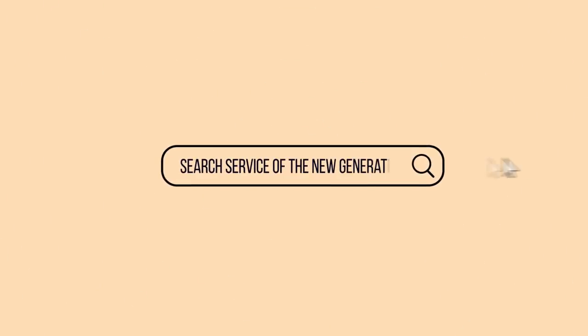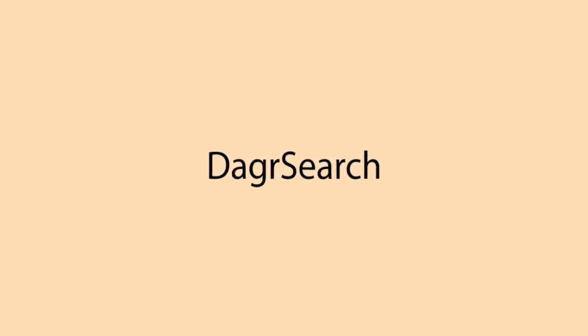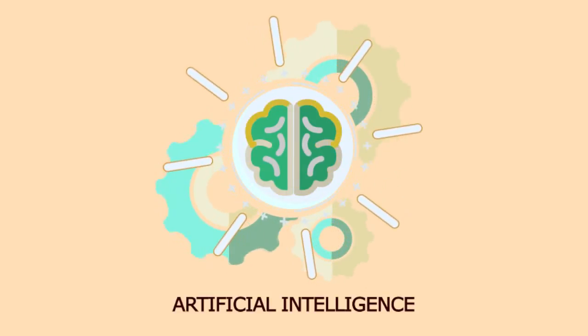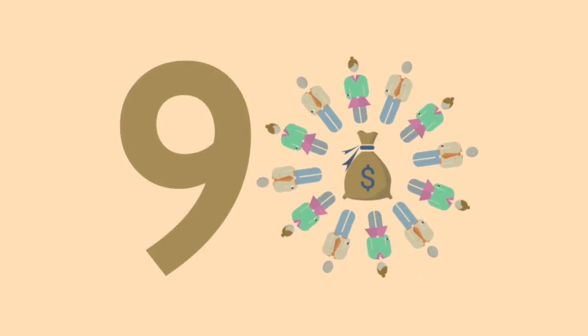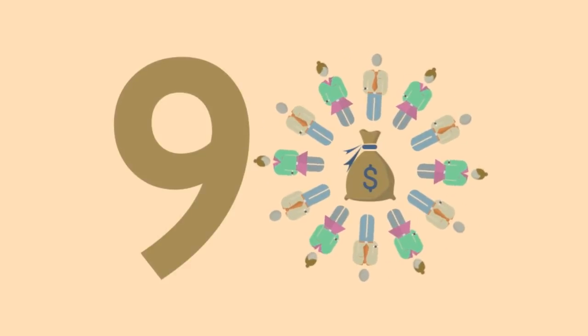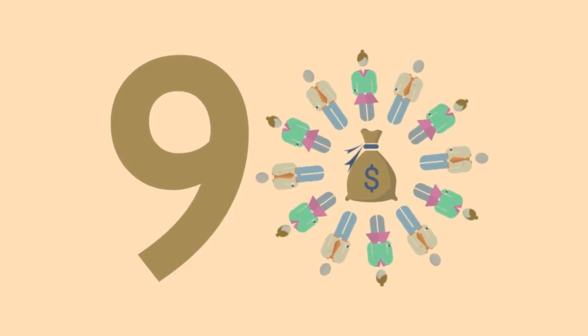We will introduce you to the search service of the new generation, DagrSearch. DagrSearch is the world's first anonymous decentralized search engine and browser with artificial intelligence. The system will distribute 90% of all earned funds from traffic and advertising among users of the DagrSearch network.